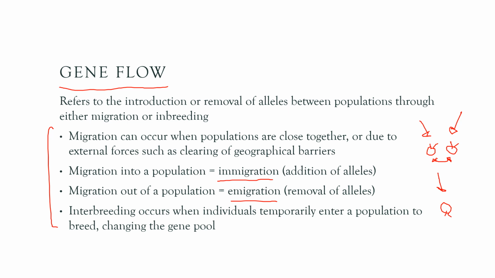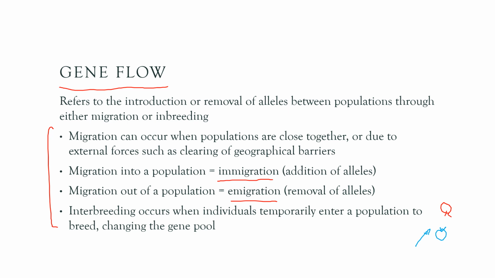We also then have interbreeding. So this is when individuals temporarily enter a population to breed, which changes the gene pool. So let's say that we have this population of red beetles that have been living on this island for a long time. Then all of a sudden, a blue beetle, just on his travels, finds this population and interbreeds with some of the other beetles there. This is then going to introduce that blue allele into the population, which is going to change the gene pool of that original red beetle population.